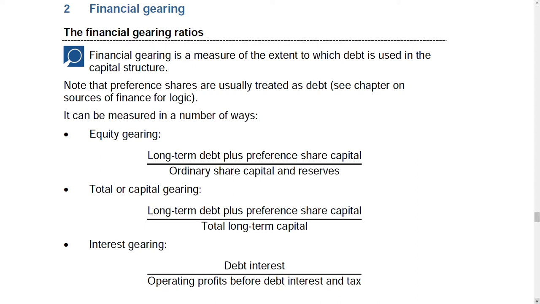Long-term debt plus preference share capital divided by, now it is not equity gearing, so equity shareholders will not come. It is capital or total gearing. So what will come? Total capital, total long-term capital. Understood? Total long-term capital. Interest gearing. Interest is what? When does interest come? This is a little different.